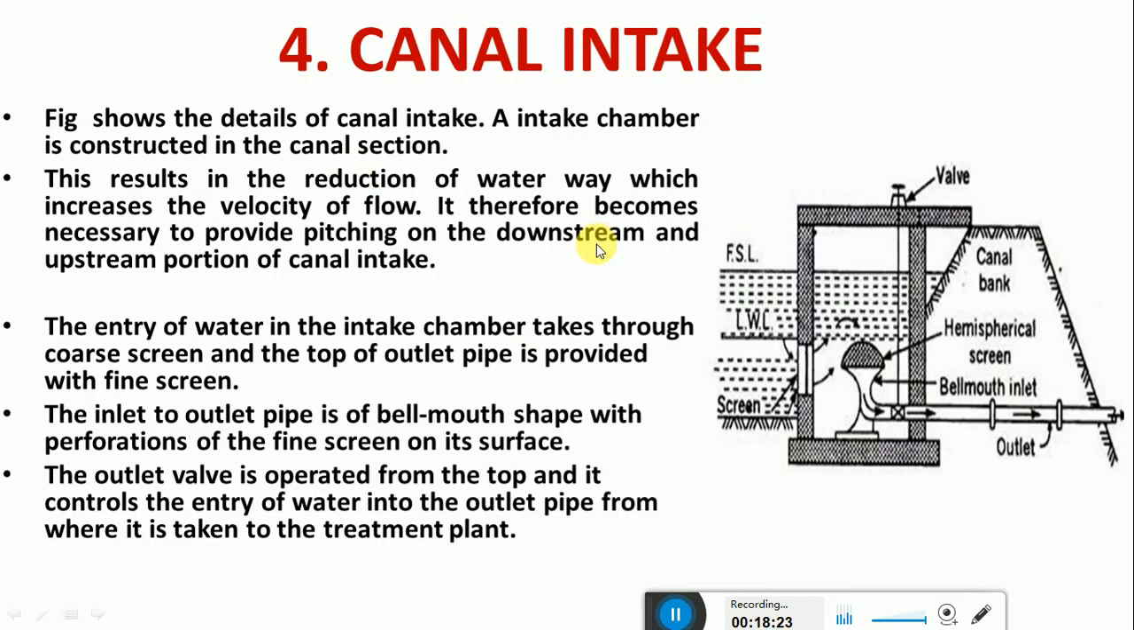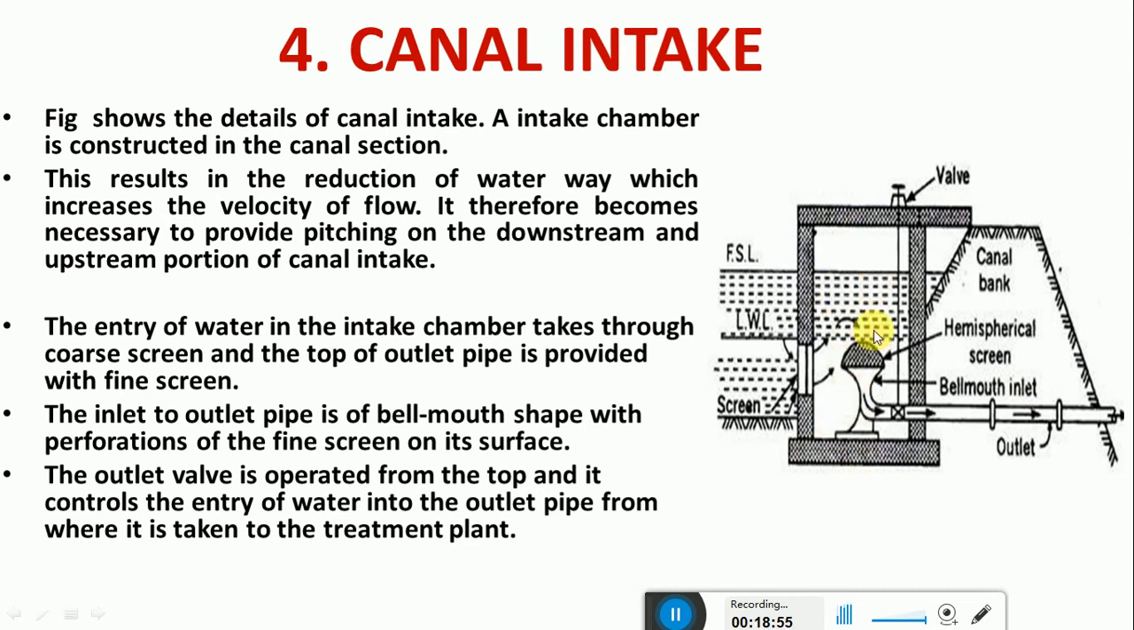Similarly, we have the canal intake. Canals are the ones wherein the water will be flowing, and the canals are used to take the water to travel long distances for the purpose of irrigation. From the dams the canal originates, and from there to the downstream it will travel long distances to irrigate the area. Here this is the canal intake structure as shown here.